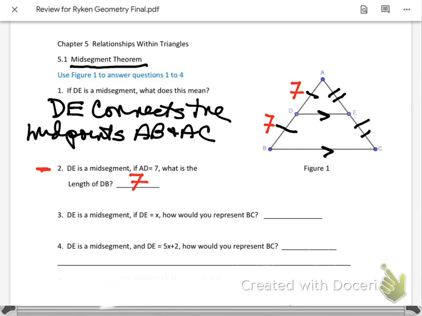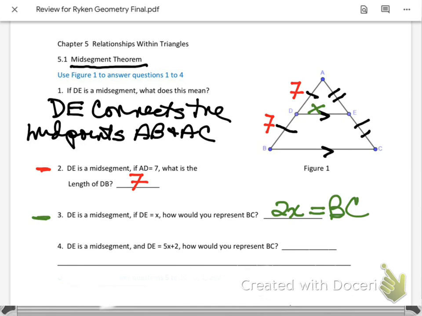Okay, so I'm going to change colors again, and we'll go with maybe something in the green family. Okay, for this question right here, DE is a mid-segment. If DE is X, so make this length X, how would you represent BC? Well, BC is always twice the length of the mid-segment. So therefore, BC will be 2 times X or 2X. So 2X equals BC.